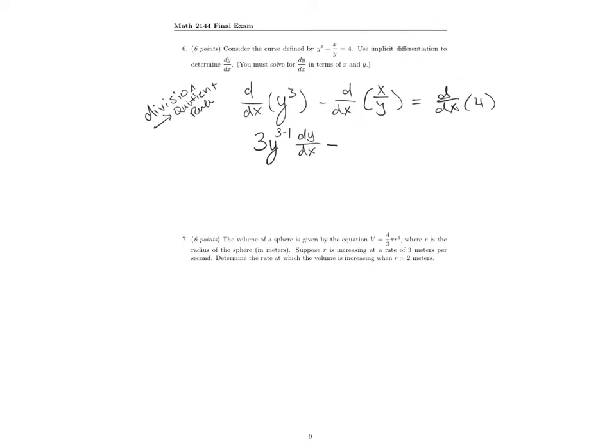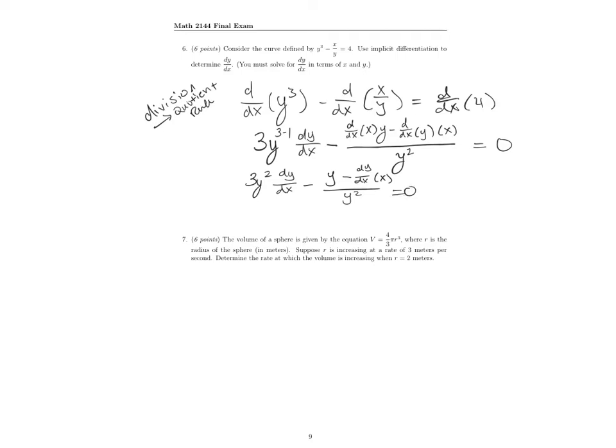So for the quotient rule, we're going to take d/dx of the top times the bottom minus d/dx of the bottom times the top. And we're going to divide all of that by the bottom squared. On the right-hand side, the derivative of 4 is 0. If we simplify that a little bit, we get 3y squared dy/dx minus (y minus dy/dx times x) over y squared equals 0.